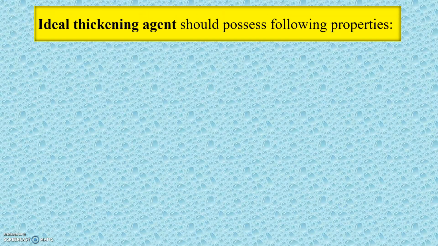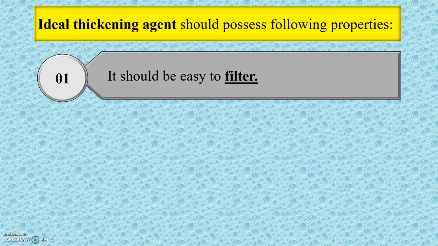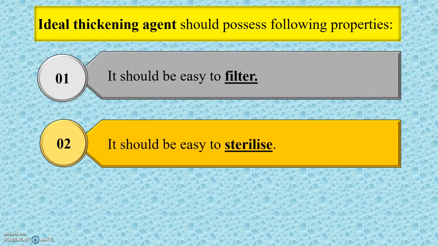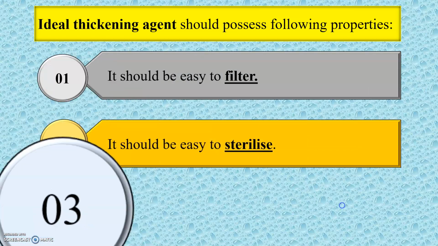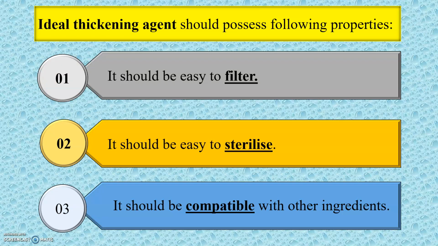The ideal thickening agent should possess the following properties. First, it should be easy to filter. Second, it should be easy to sterilize. Third, the ideal thickening agent should be compatible with other ingredients.